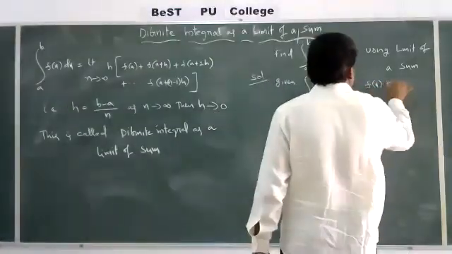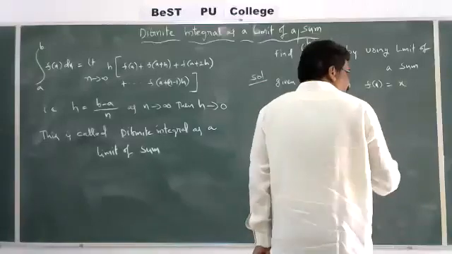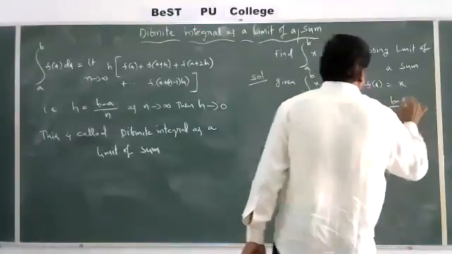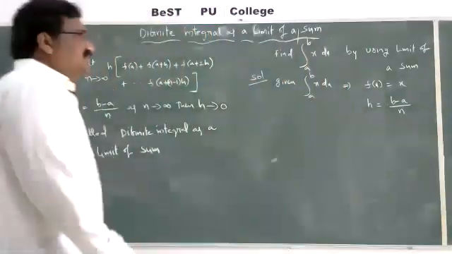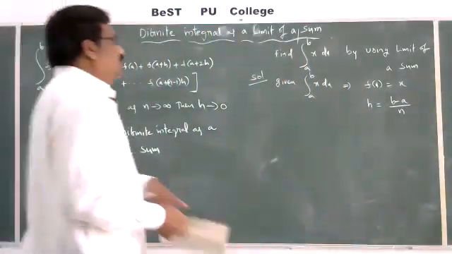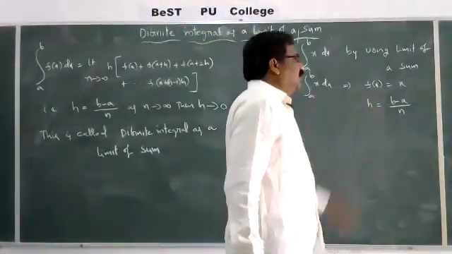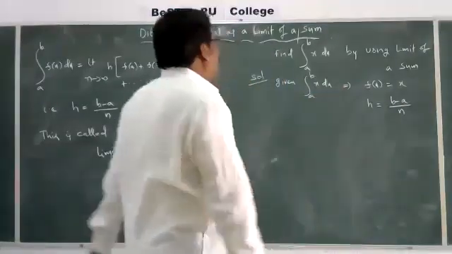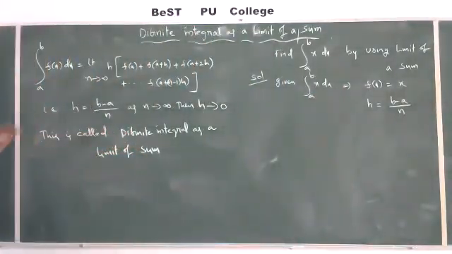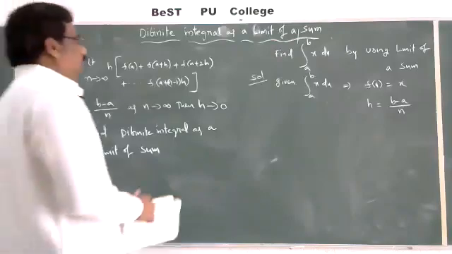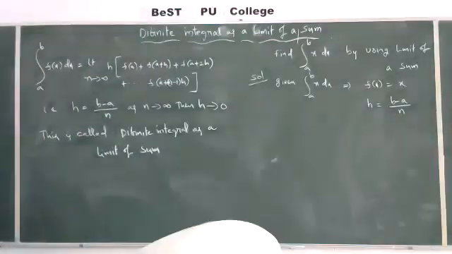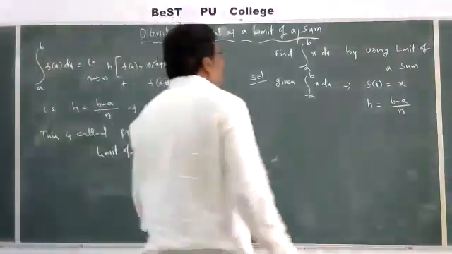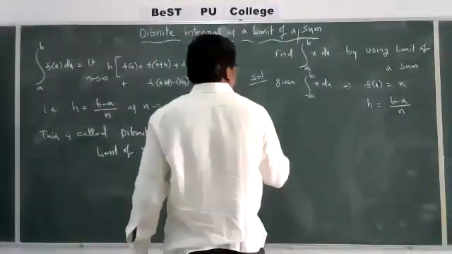Here f of x is equal to x. h is equal to b minus a by n, that is, upper bound minus lower bound by n. Then find out the values and apply the limit of a sum formula.